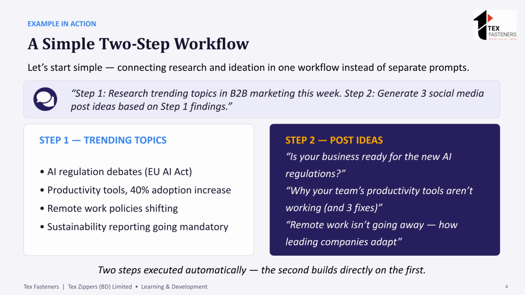Let's start with a simple example. Instead of using separate prompts for research and content ideas, connect them together. Your instruction could say, Step 1, research trending topics in B2B marketing this week. Step 2, generate 3 social media post ideas based on Step 1 findings. Gemini first identifies the trending topics. For example, it may identify AI regulation, productivity tools, remote work policies, and sustainability reporting. Then, without requiring you to copy and paste anything, Gemini uses those findings to generate 3 relevant post ideas. The second step builds directly on the first.